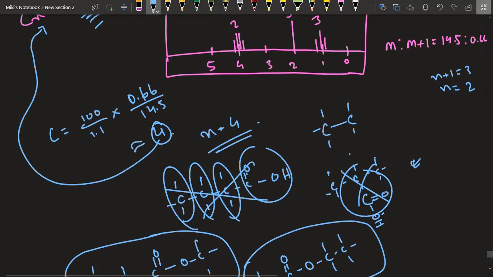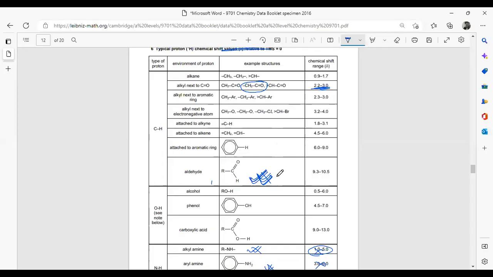Let's go back to the data booklet to see what we have been talking about. We are being left with the ester, only ester. No more alcohol, I mean, no more carboxylic acid as we're talking about. We're just simply dealing with ester.